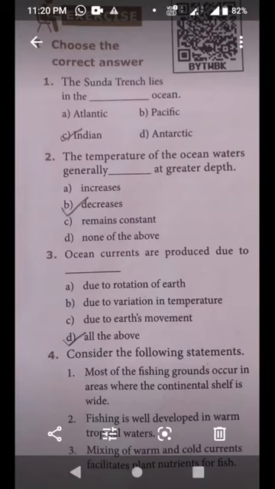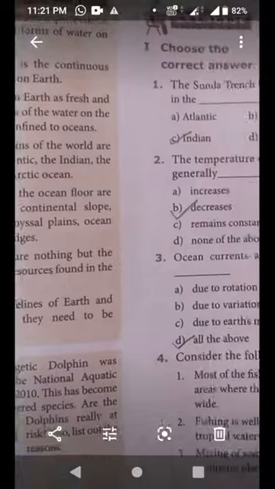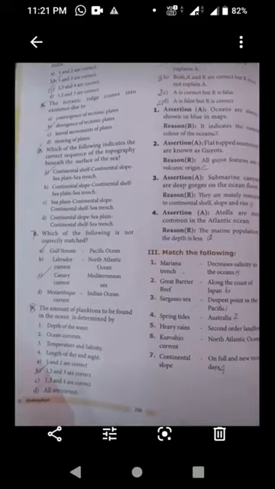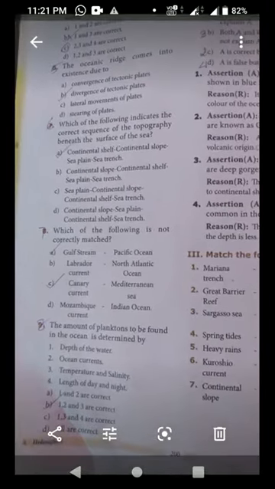Next, fourth one, consider the following statements. Here four statements they have given. Option C is the correct answer. Most of the fishing grounds occur in areas where the continental shelf is wide. Fishing is well developed in warm tropical waters. Mixing of warm and cold currents facilitates plant nutrition for fish. Inland fishing becomes significant in India. So in your book, they have given number five, change that, okay? So here, the correct answer is option C, 2, 3 and 4 are correct.